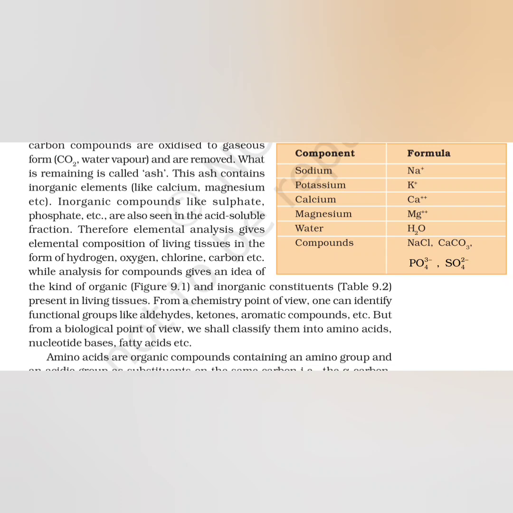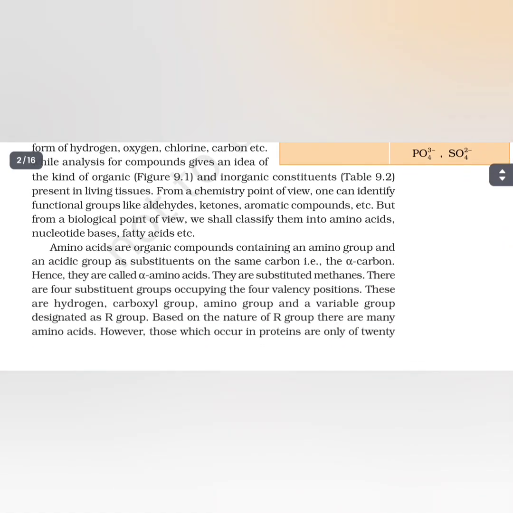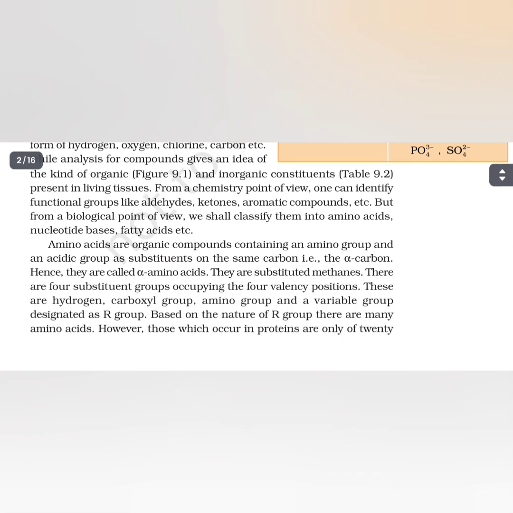Therefore, elemental analysis gives the elemental composition of living tissue in the form of hydrogen, oxygen, chlorine, carbon, etc., while analysis for compounds gives an idea of the kind of organic and inorganic constituents present in living tissue. From a chemistry point of view, one can identify functional groups like aldehydes, ketones, aromatic compounds, etc. But from a biological point of view, we shall classify them into amino acids, nucleotide bases, fatty acids, etc.